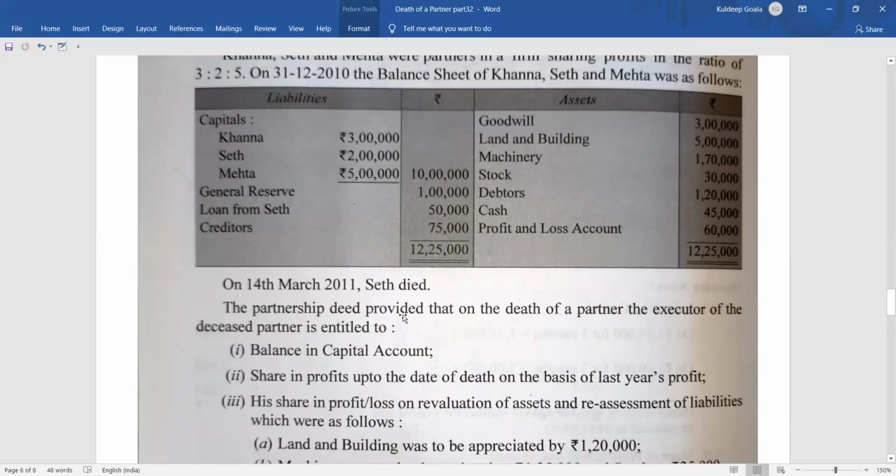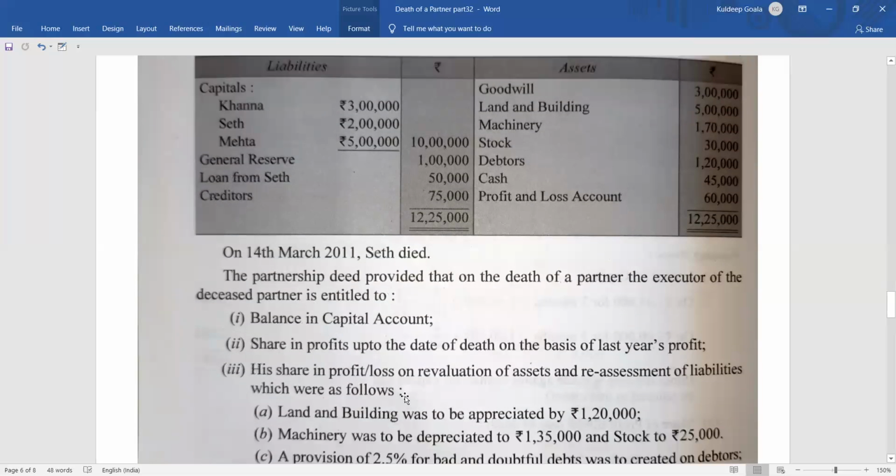Okay, then what is given, the partnership deed? The partnership deed provided that on the death of a partner, the executor of the deceased partner is to be given the balance in the capital account. Okay, the executor will get the balance. That is how much, Sheth's balance? 2 lakh. Okay, then share in the profit up to the date of death on the basis of last year's profit. Last year's balance we have to see. Okay. And we'll find it out later.